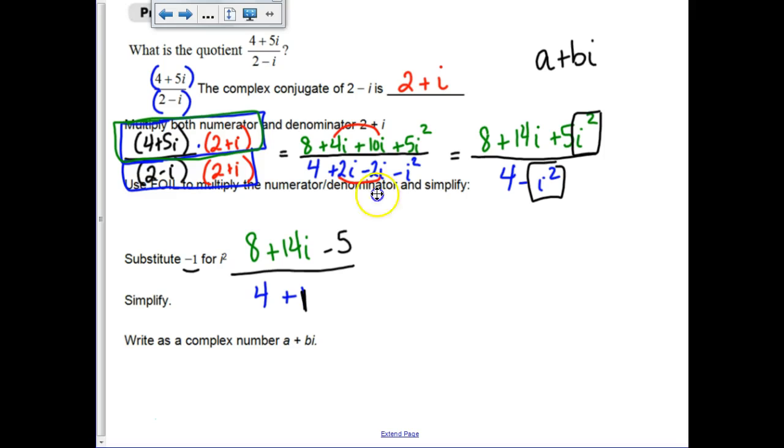All right, we're almost there, guys, promise. Up in your numerator, do you see some like terms? I have an 8 and I have a minus 5. That's really a 3. And look how pretty the denominator came out. Your denominator's a 5.